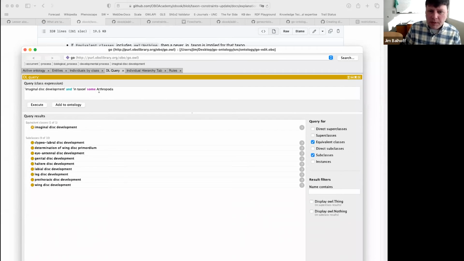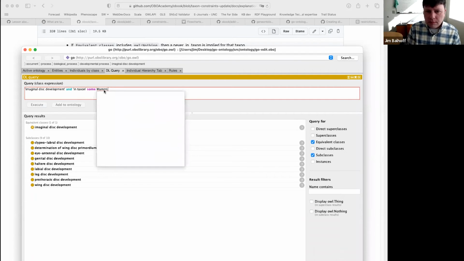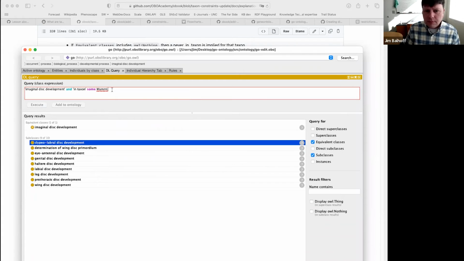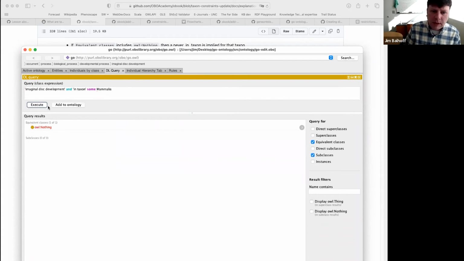And so if we had put something here like, let's go, mammals. So now that expression is equivalent to nothing. So we also know it's never in mammals.